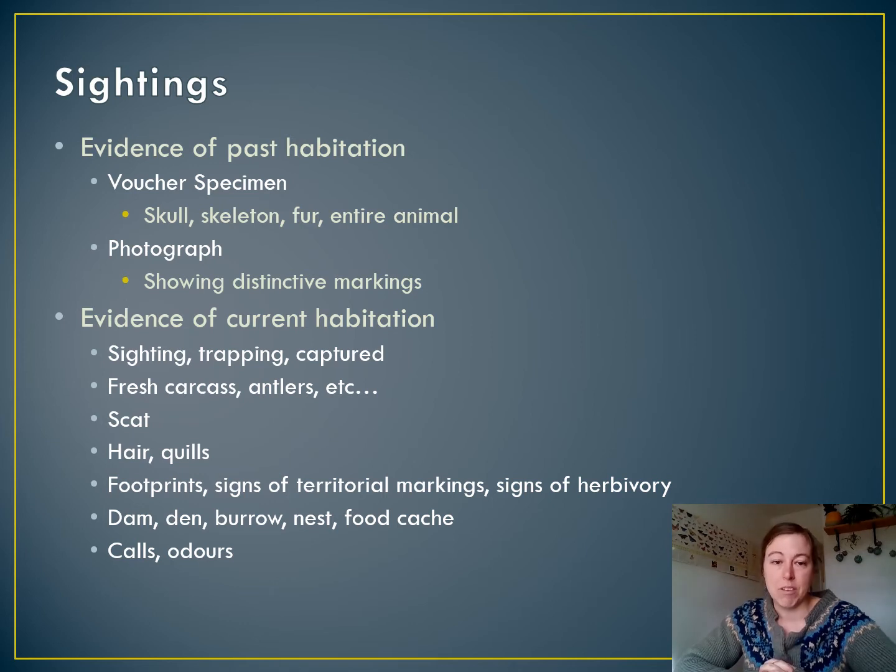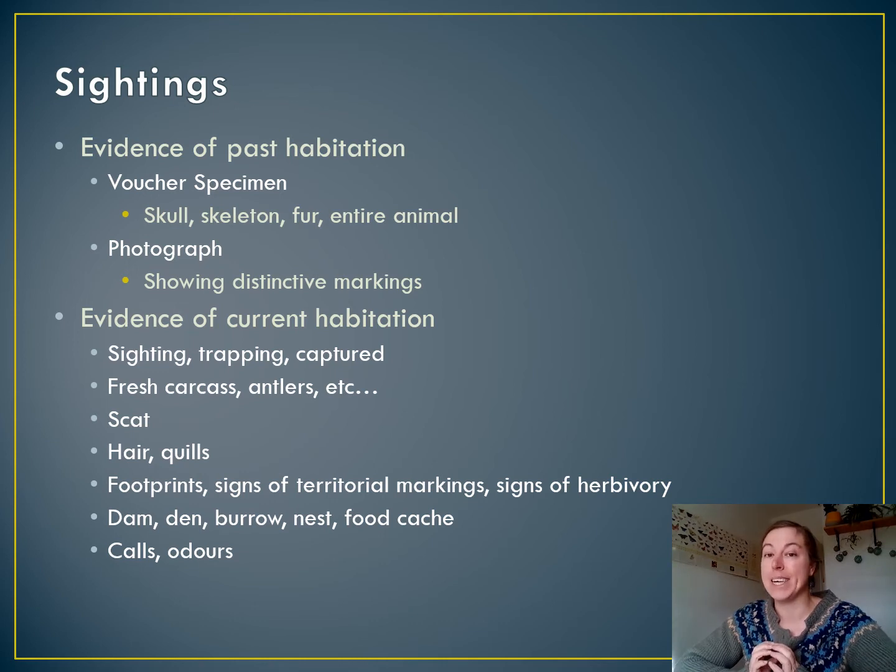But when they were doing the Mammal Atlas, the things they were looking for were evidence of past habitation. So this can be a specimen. If you found a skull or part of a skeleton, any amount of fur, or even if you found the animal itself, all of those prove that this is there. And if you can get a picture of that in situ, so it's not just me saying, oh yeah, I totally found a moose skull. Here's a picture of that moose skull. Here's a picture of that moose antler. Here's a picture of that deer fur. And showing a photograph of the actual animal is even better if you have it. But all of those are evidence that this animal has lived here in the past.